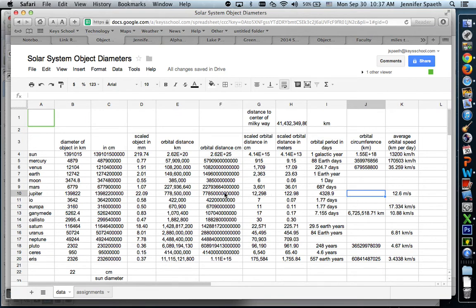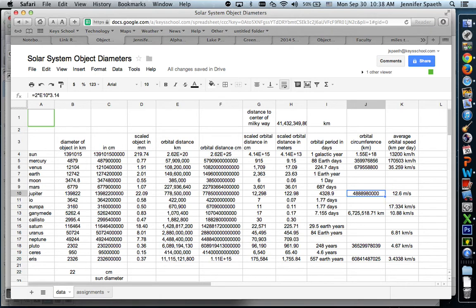If I scroll back over here, we have the orbital distance, the actual orbital distance, not scaled, over here. So if I take that orbital distance in kilometers, then I can get the circumference in kilometers. So I'm going to say equals 2 times this number here, because that's the orbital distance. So that's like the radius, right? Because that's the sun to Jupiter. I'm going to do that. Then I'm going to do times, I'm just going to use 3.14 to be pi. And that should tell me the whole circumference in kilometers.